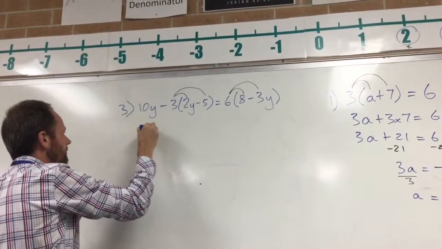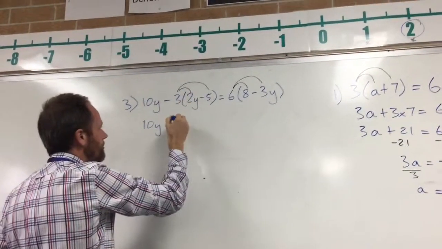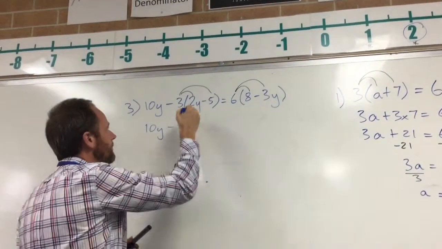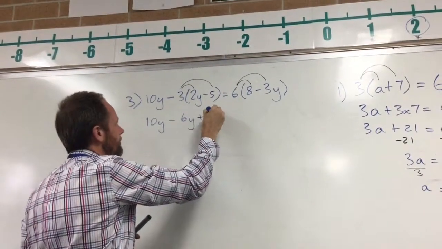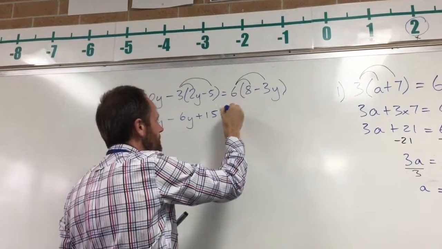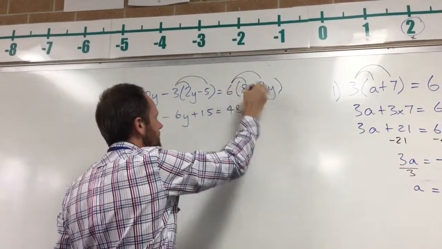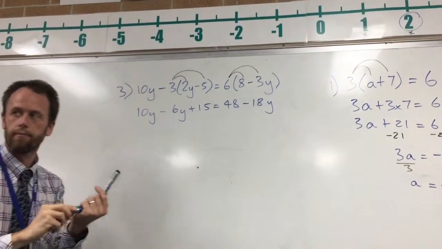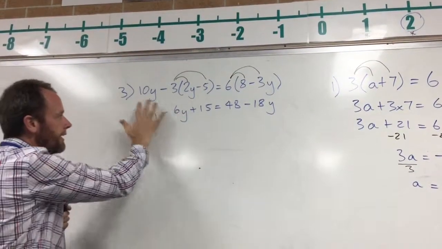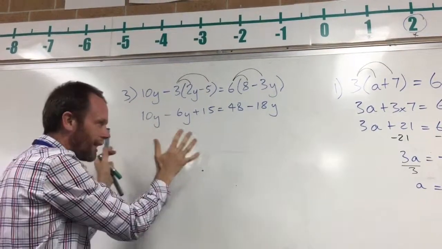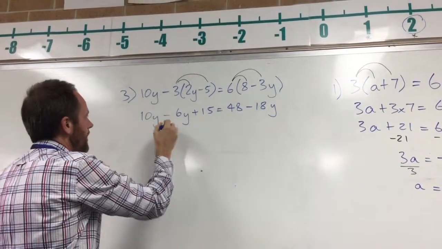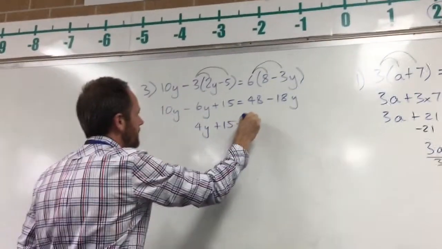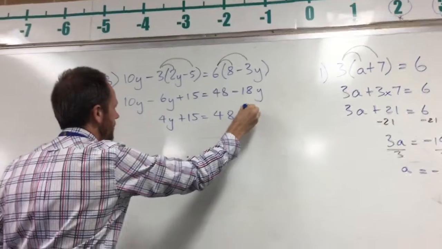Leave the 10y alone. Minus 3 times 2 is 6y. Minus times a minus gives us a positive, so it becomes plus 15. Is equal to 6 times 8, 48. 6 times minus 3, minus 18y. But I look here now, I can see I've got 10y minus 6y. Let's simplify that first. And we actually end up with 4y plus 15 is equal to 48 minus 18y.